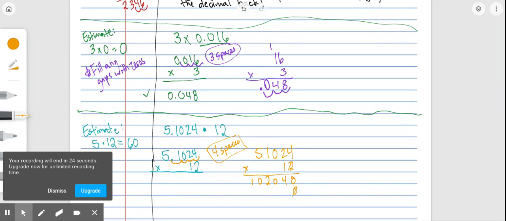Placeholder 0. 1 times 4 is 4. 1 times 2 is 2. 1 times 0 is 0. 1 times 1 is 1. 1 times 5 is 5. Add those together. I've got an 8, a 2, a 2, a 1, and a 6. Okay, and then I need to move the decimal back 4 spaces. So 1, 2, 3, 4.